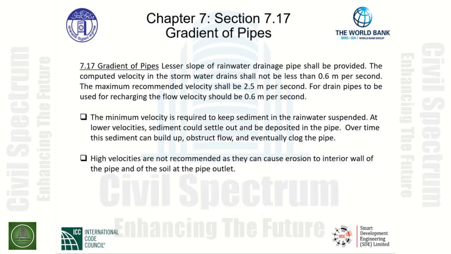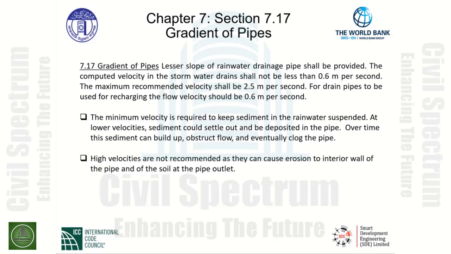Section 7.17, Gradient of Pipes. Lesser slope of rainwater drainage pipe shall be provided. The computed velocity in stormwater drains shall not be less than 0.6 meter per second. The maximum recommended velocity shall be 2.5 meters per second. For drain pipes to be used for recharging, the flow velocity should be 0.6 meter per second.